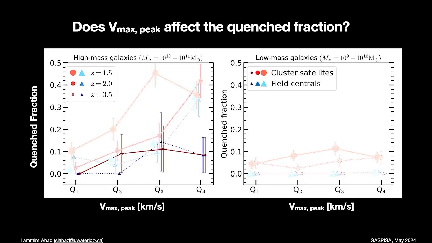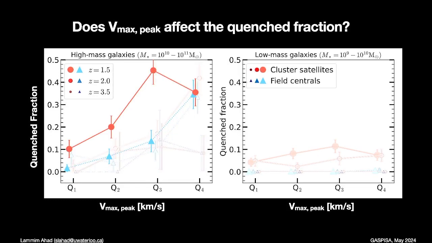Now that changes when we come to redshift 1.5. Here we already see that in clusters there is an enhancement of quenched fractions. So this is basically telling us that environmental quenching for these high mass galaxies is kicking in between redshift 2 and 1.5. It can change based on the simulation, etc. But just that this is when it's happening.